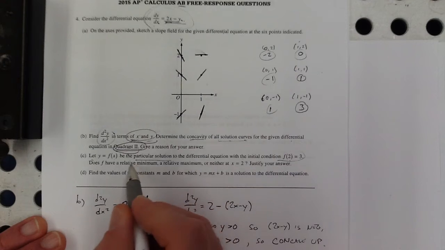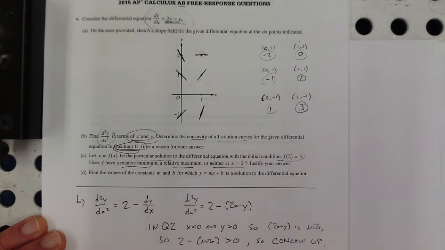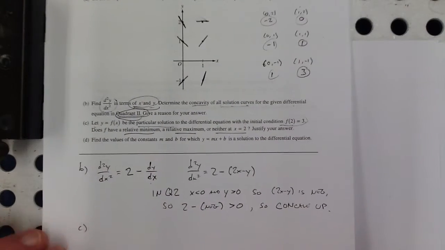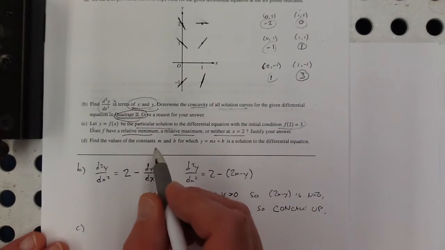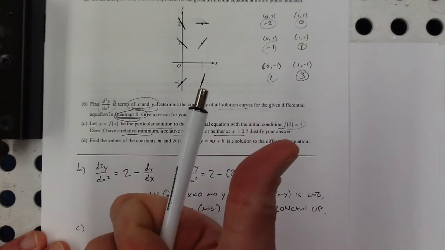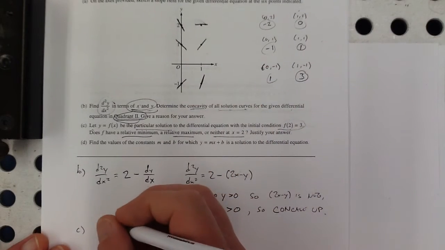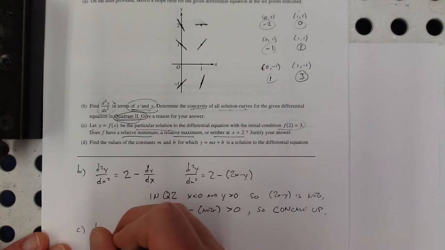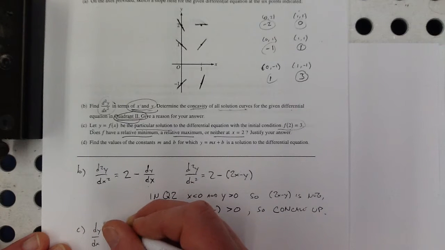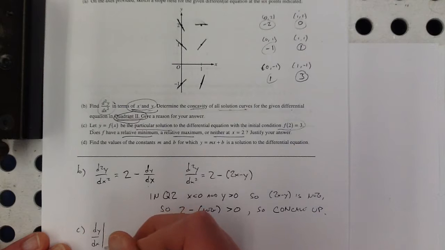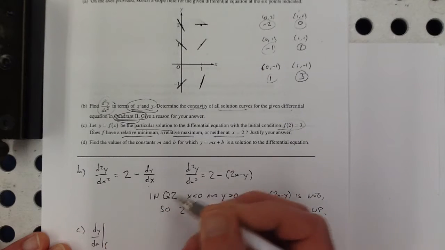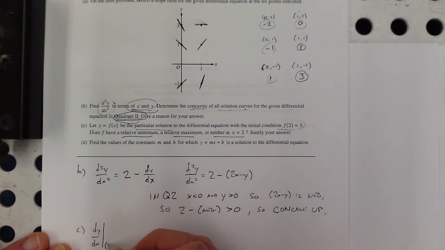Does f have a relative minimum, maximum, or neither at x equals 2? How are we going to do that? Well, to figure out if something has a minimum or maximum, we can figure out what is the first derivative and what's the second derivative. So what's the dy/dx? I'm going to use this little notation where you do a line and then at the point (2, 3). That just means plug in (2, 3). It's a way of writing that. You can write that however you want, but I like that notation.